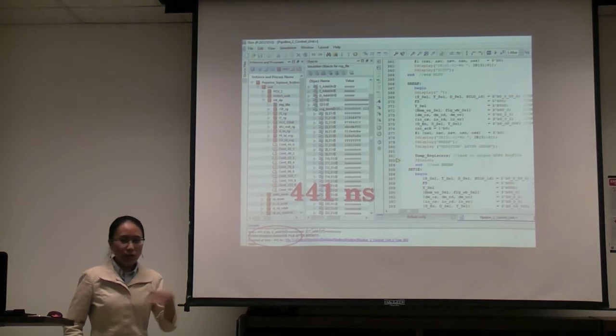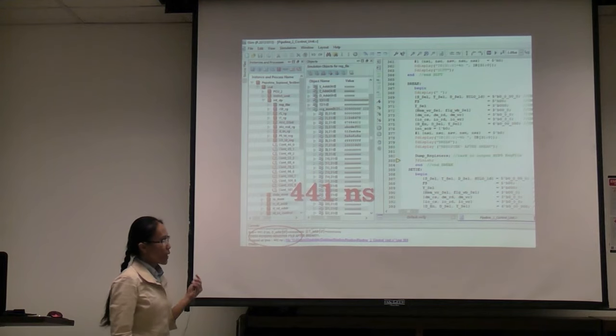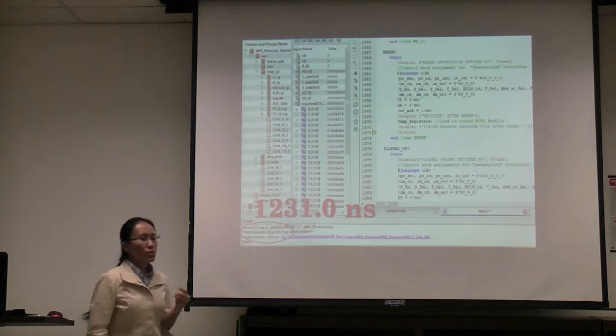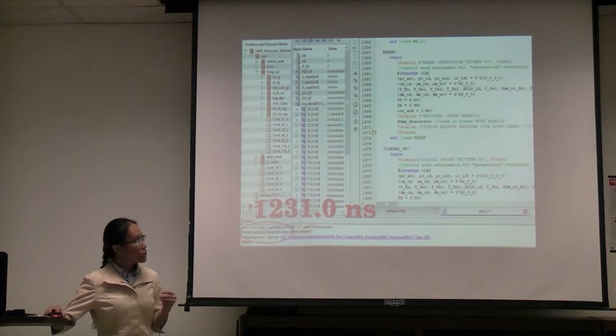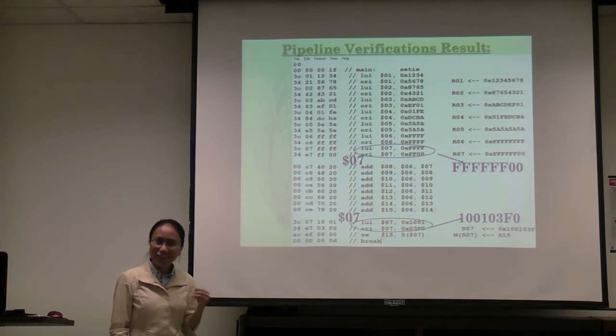So when I tested with multi-cycle and the pipeline, the amount of time is different. For the pipeline it is 441 nanoseconds. For the multi-cycle it is 431 nanoseconds. So the throughput has been improved. When I look at it, it's really promising, and I like the result.